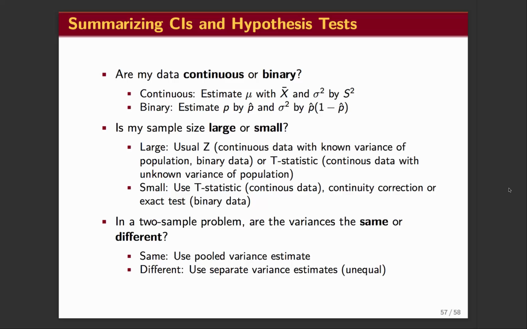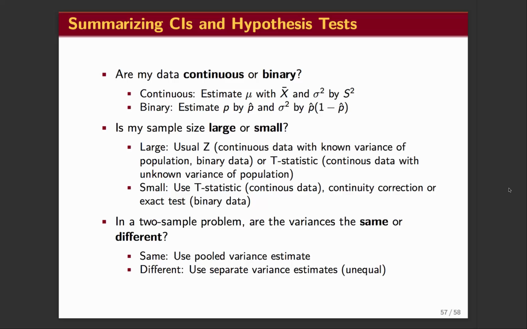First question you should really be asking when we're talking about summarizing confidence intervals and hypothesis tests. If we can summarize what we've talked about for 4 weeks, you're going to ask questions. Are my data continuous or are they binary? Is my outcome measure continuous, like height or weight, or is it a success or failure? That's the first question to ask.